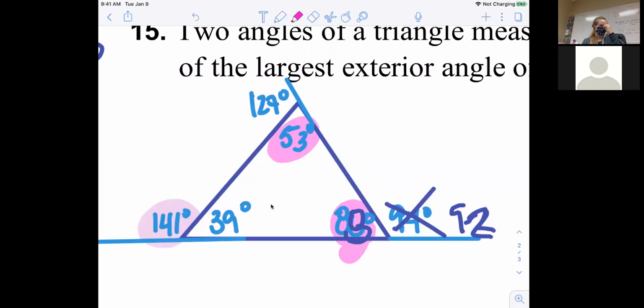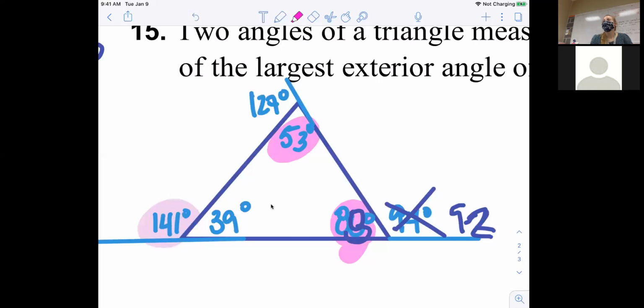Charlie, question? Yeah, okay, so I switched up 92 and 88. I think that we'll have to switch them back because we know that the sum of the interior angles must add to 180. So if it was 92, that would be a problem.